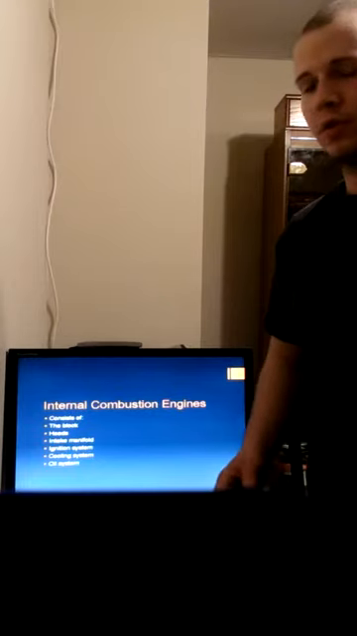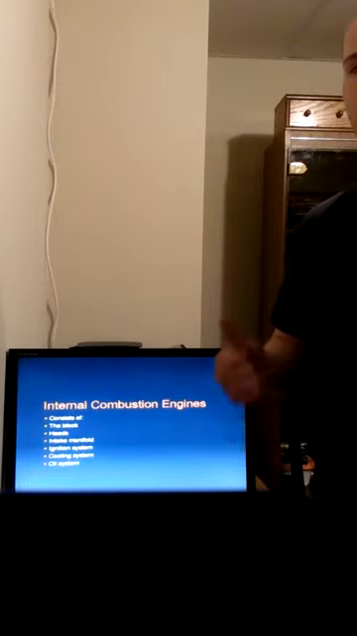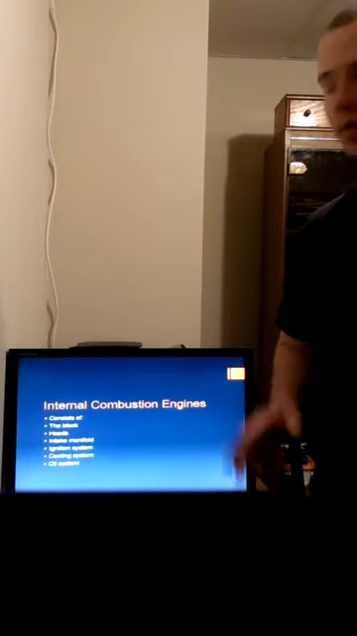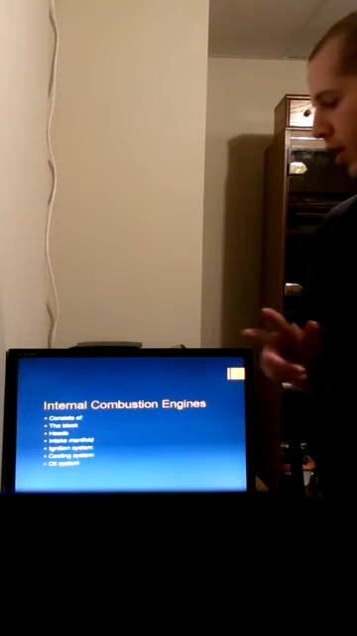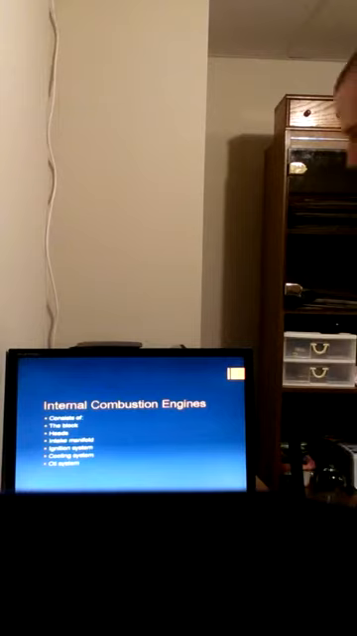Internal combustion engines consist of the block, heads, intake manifold, an ignition system, a cooling system, and a lubrication system, or oil system.